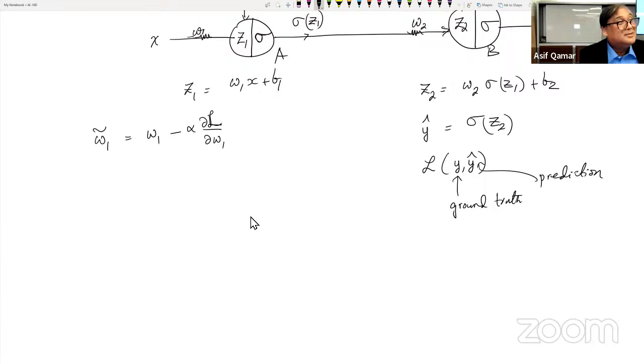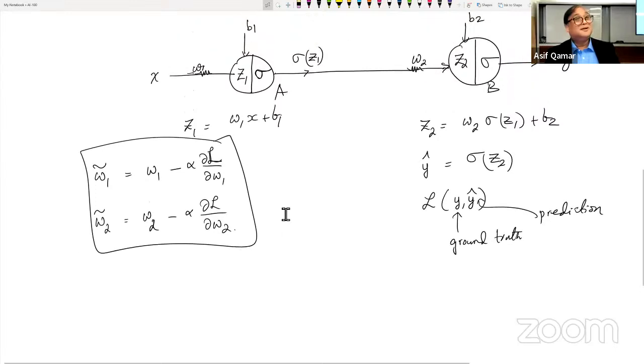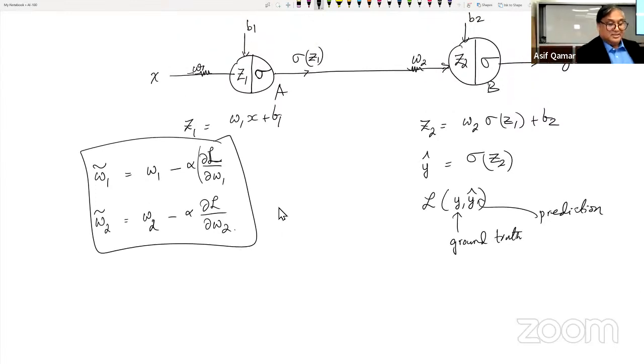Do we remember that? It is simply the gradient of the loss with respect to W1. Likewise, we know that this is our update rule, minus alpha, oh, sorry, W2. So this we know. The only problem is, this is called the gradient. This is called the derivative. This is the gradient descent part.